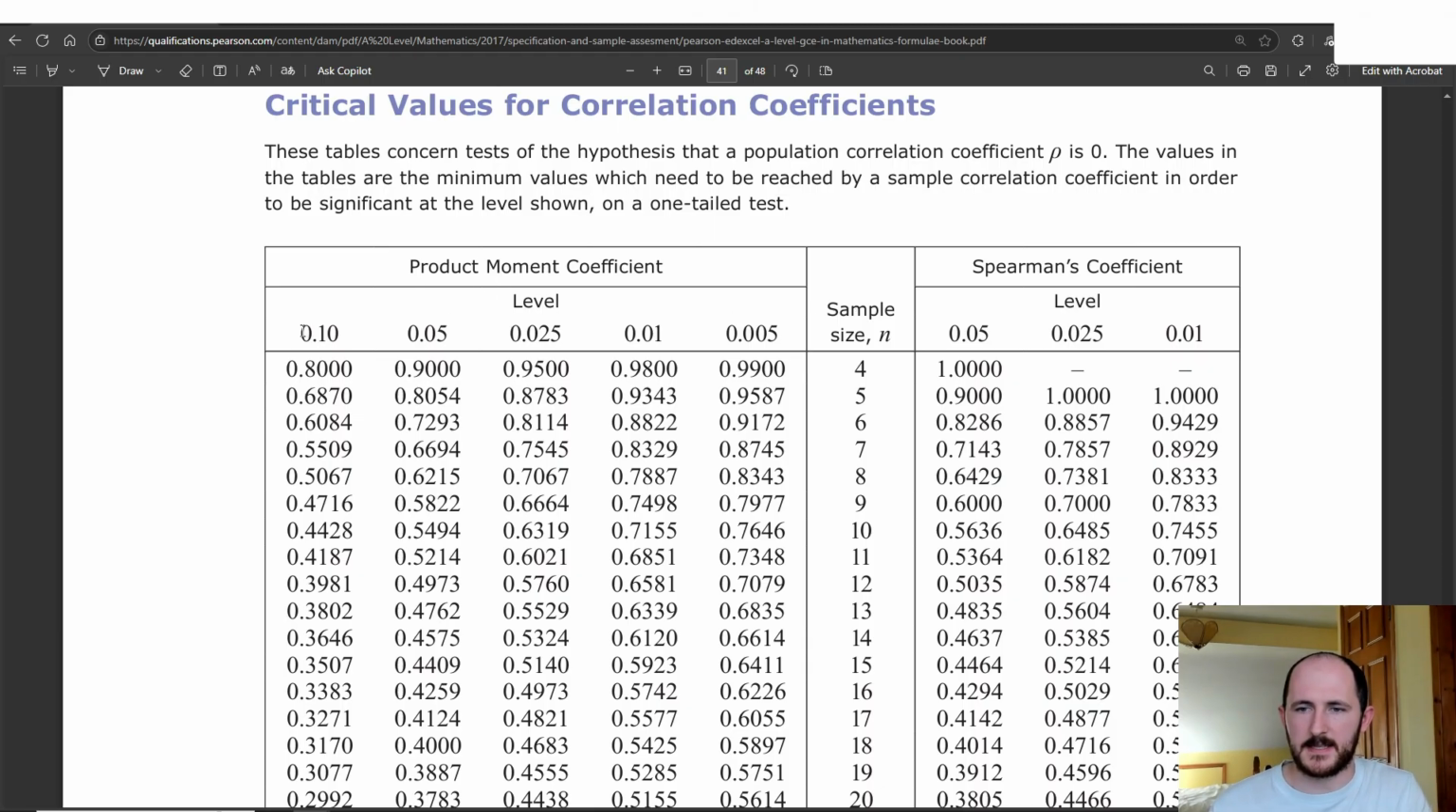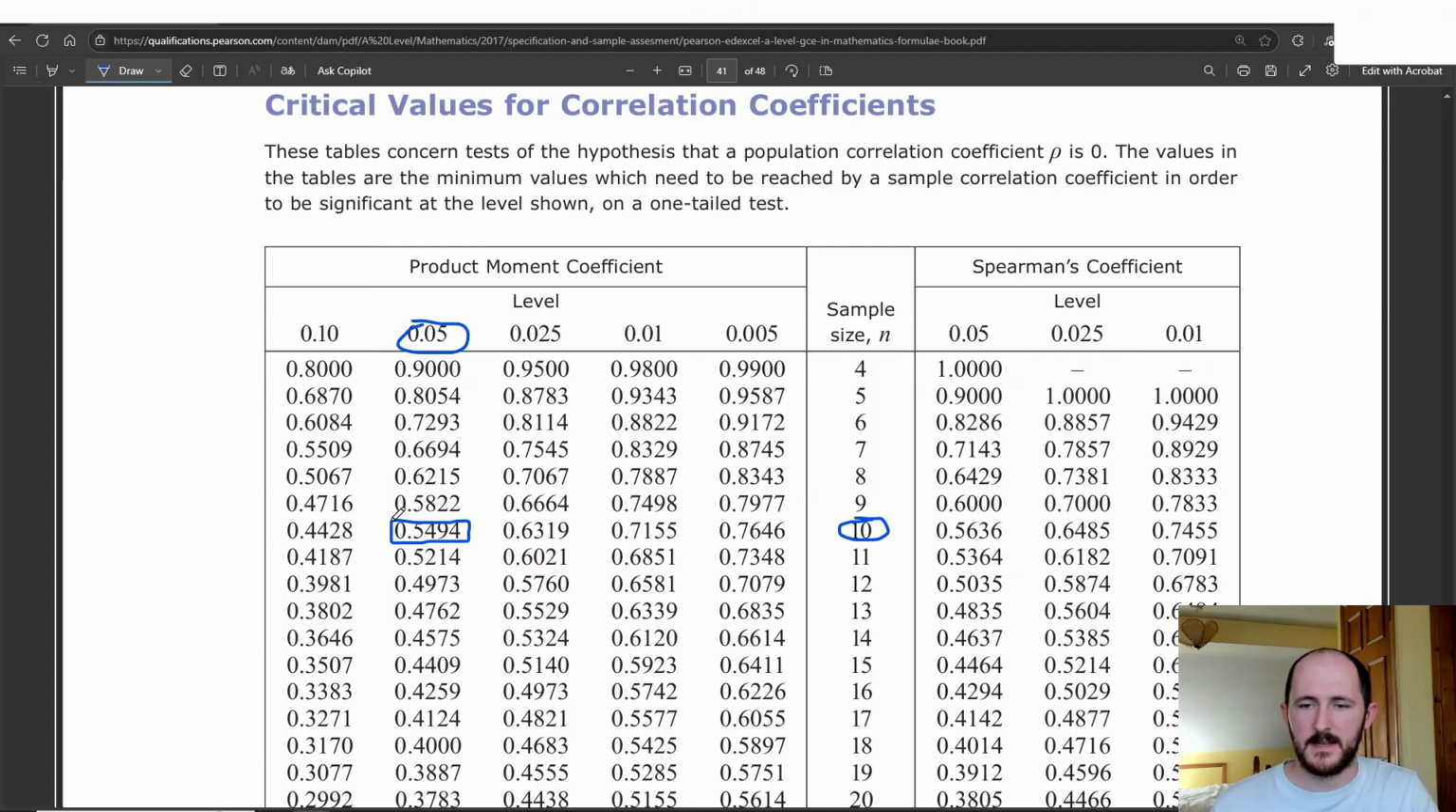As you can see here, it says level and sample size. Our sample size was 10, so we're looking at this row of values here. The level refers to the significance level. If it was a two-tailed test, we would have to halve the significance level, but it's not. So we're looking at the 5% significance level. I'm going to go down to 10, which gives me a value of 0.5494.